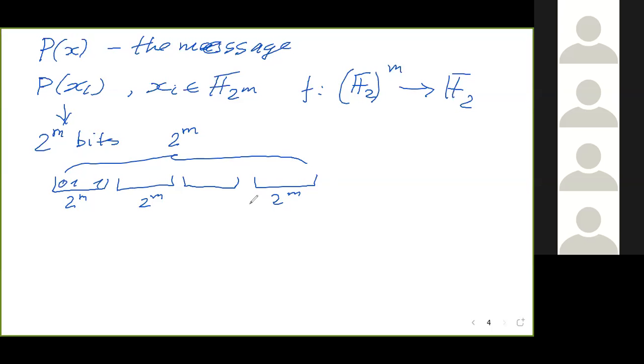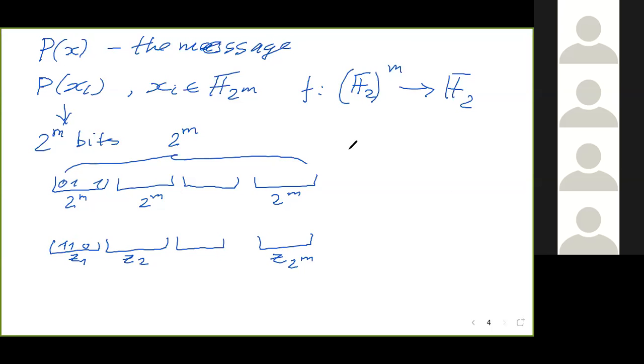Now, instead of this, we receive something different because some of the bits are corrupt. And so instead of these genuine encodings of values, we obtain something else. Let's call these blocks Z1, Z2, up to Z to the 2 to the m.